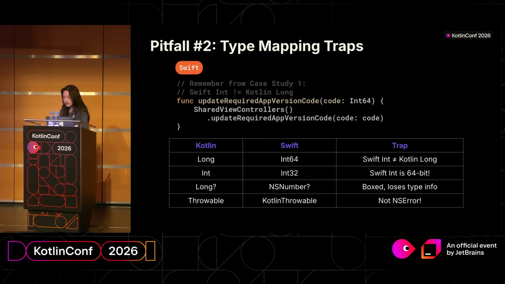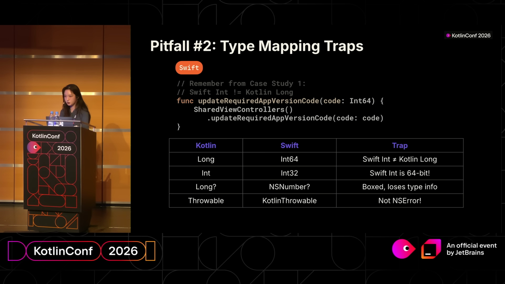Kotlin's Long maps to Swift's Int64, not Int. And here's why that matters. Swift's Int is 64-bit on modern devices, but Kotlin's Int is always 32-bit. So if you pass a Swift Int to where Kotlin expects an Int, you'll get a compiler error, which is actually a good case because the compiler catches it for you.